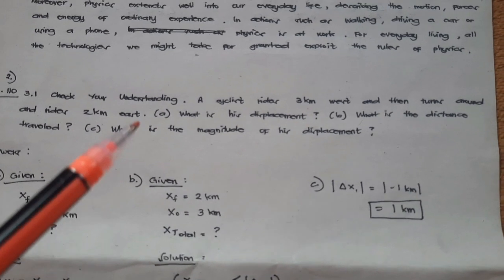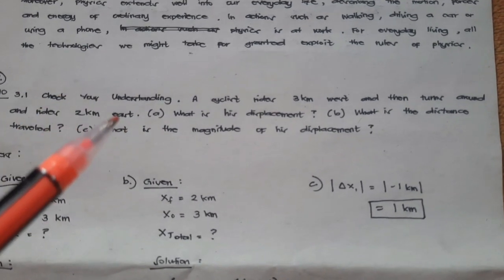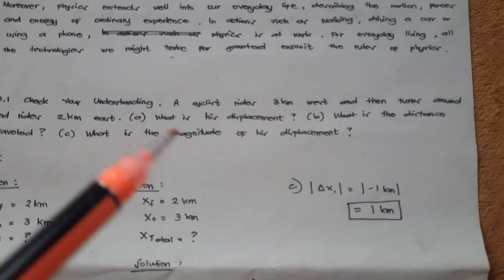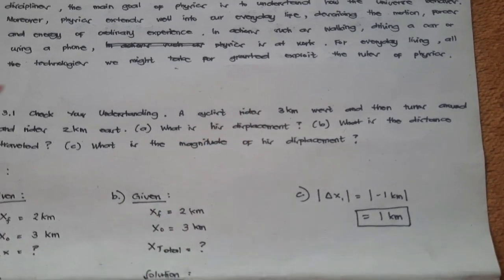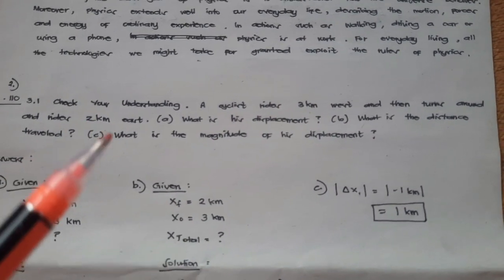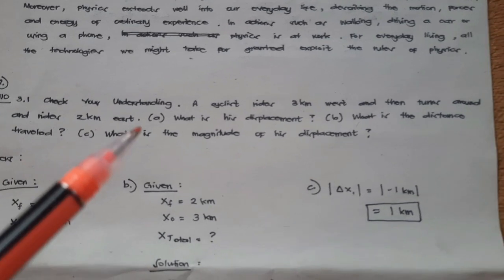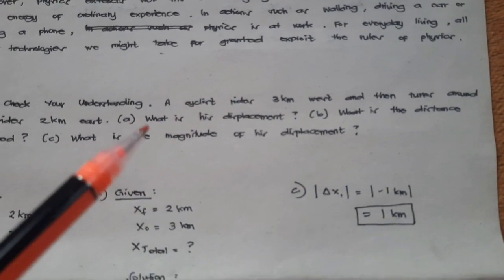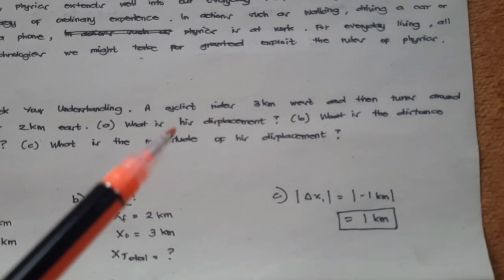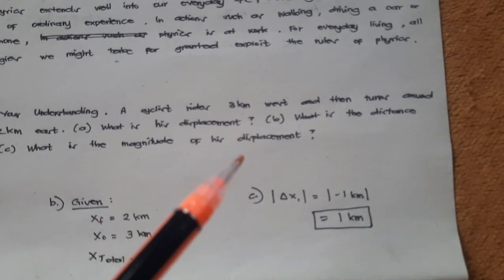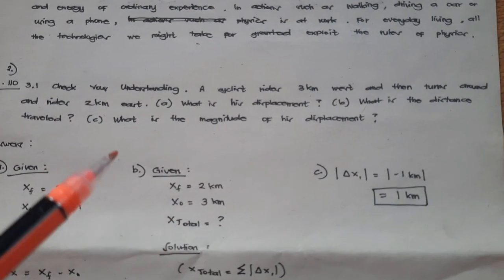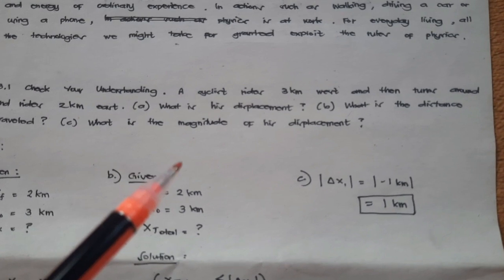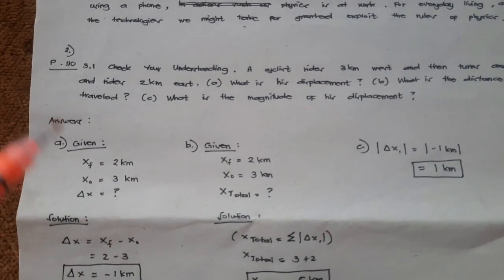So the cyclist rode 3 km west and then turned around and rode 2 km east. So these are the questions. Letter A, what is his displacement? Letter B, what is the distance traveled? And letter C, what is the magnitude of his displacement?